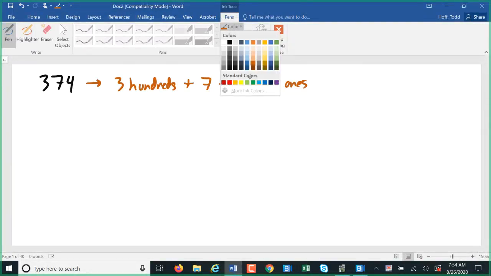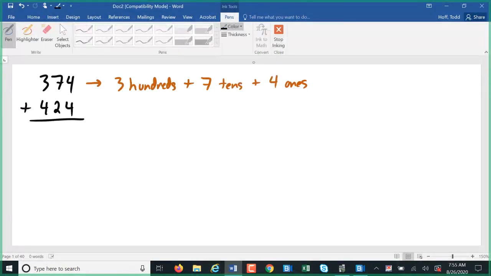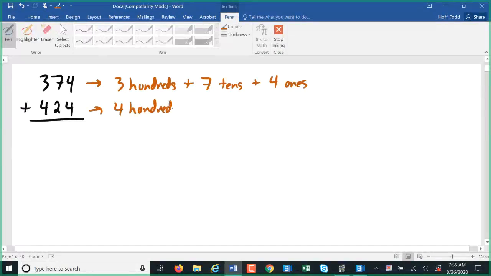And when we write it out like that, we can see each digit has a count and a name. This is not just a 7, it's 7 tens. So if I go to do an operation with it, let's try to add 424 to it. So I'm going to write that out in its full form as well. 400s, 2 tens, and 4 ones.